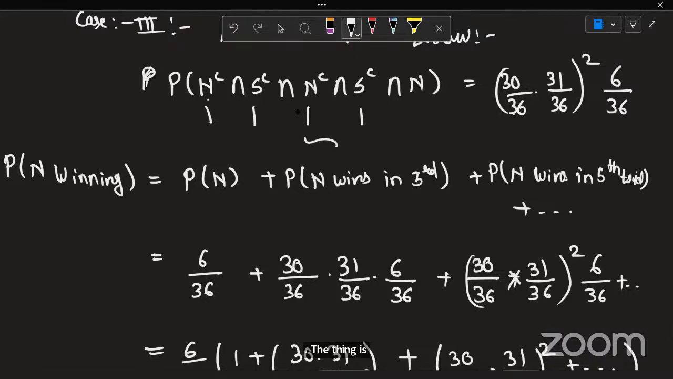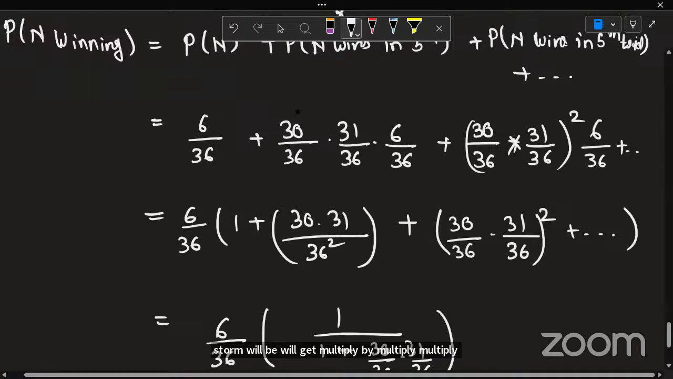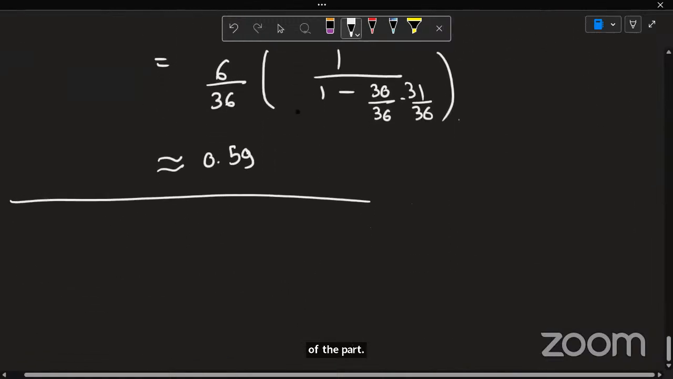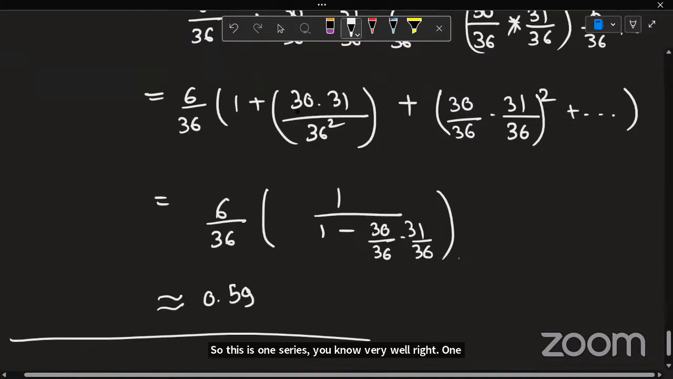This pair, the probability of n complement into s complement, will be there. So 30/36 into 31/36. This term will get multiplied, multiplied, and multiplied. So we just take common this 6/36 and sum the rest of the parts. This is one series you know very well, right? 1 plus x square plus x cube and so on. This is nothing but 1 upon 1 minus x.